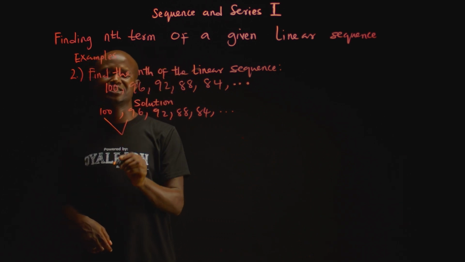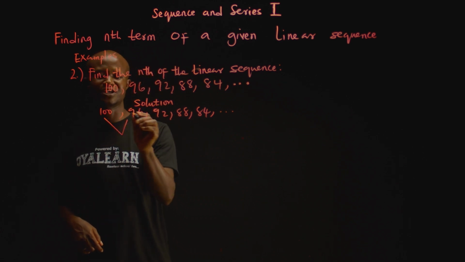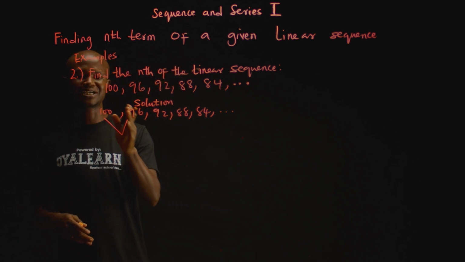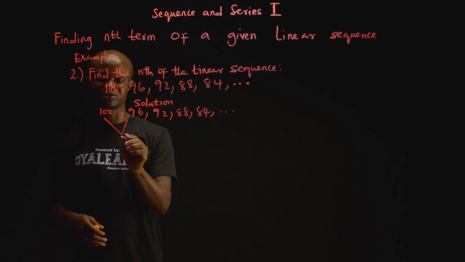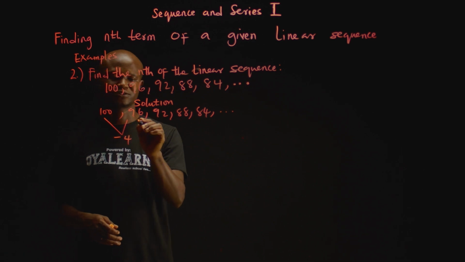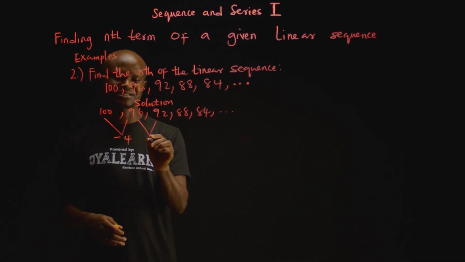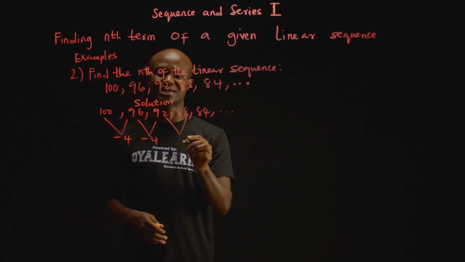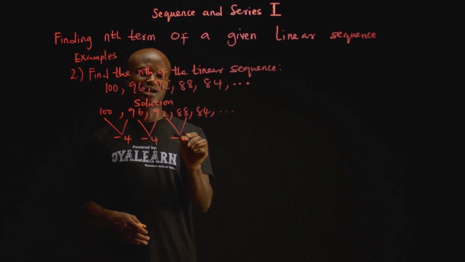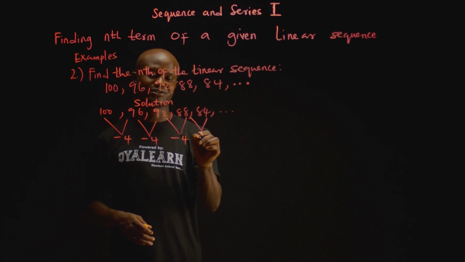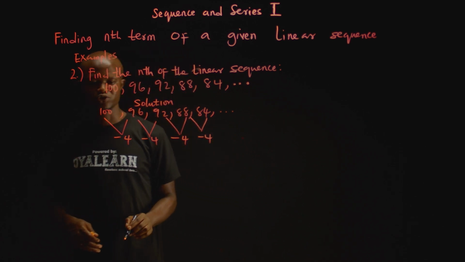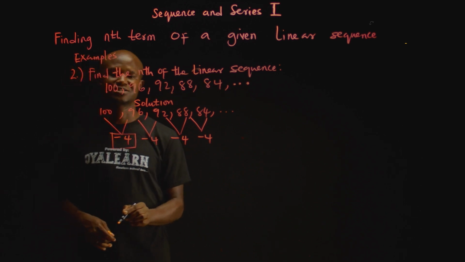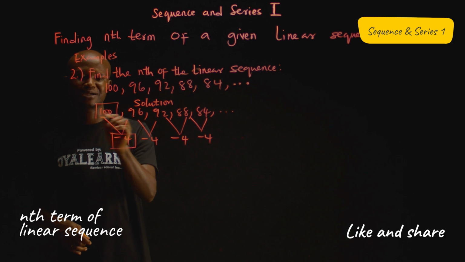let's get the difference. 100 minus 96, that is the common difference now. The second term minus the first term. 96 minus 100, that is minus 4. 92 minus 96, that's also minus 4. We also have 88 minus 92, we have minus 4, and 84 minus 88, we also have minus 4. So in this case, we have the difference as minus 4, and this is the first term.